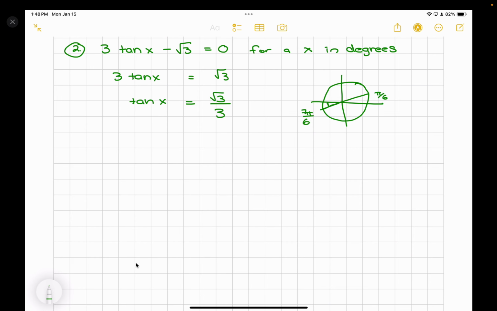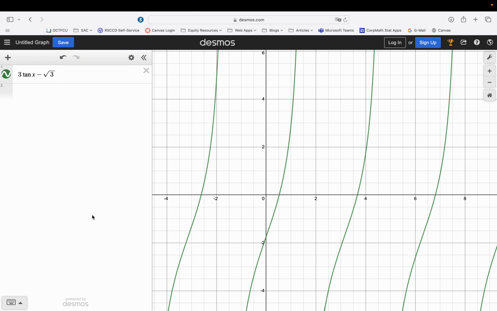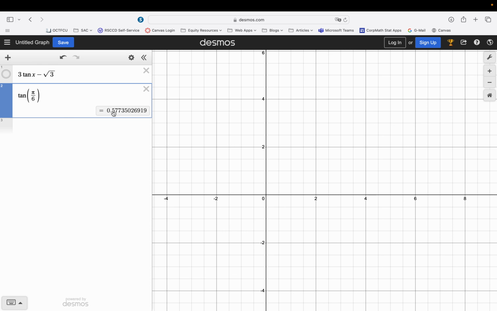And I can check that. Tangent of x, tangent of pi over 6, just turn this off for a second. And that's square root 3 over 3. So you can see that.